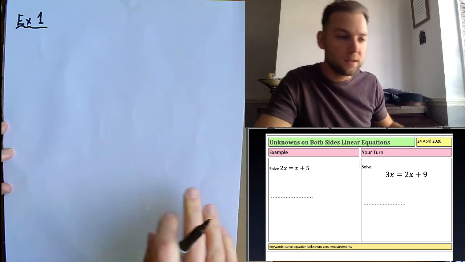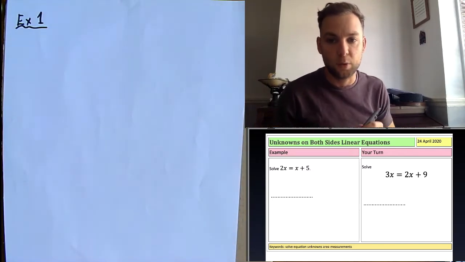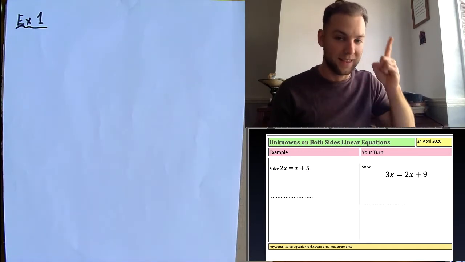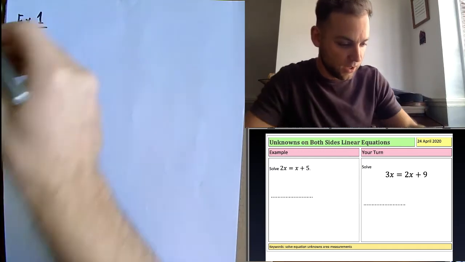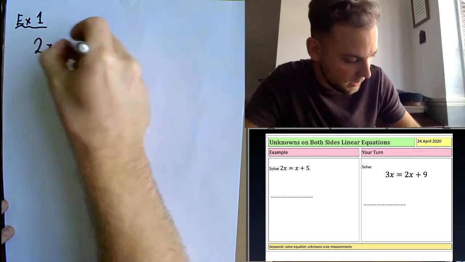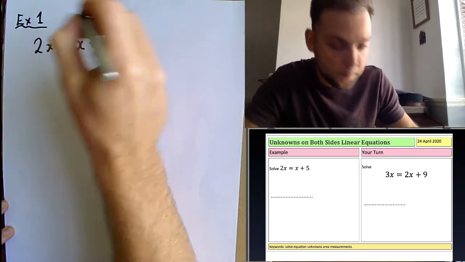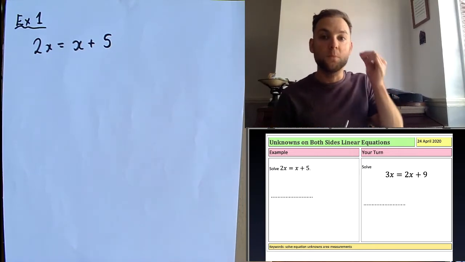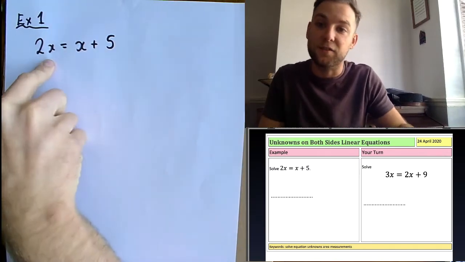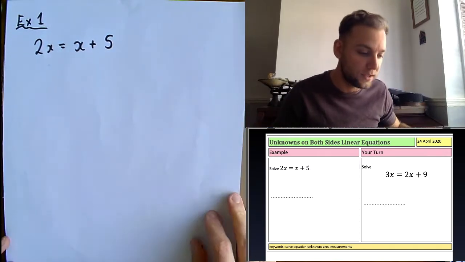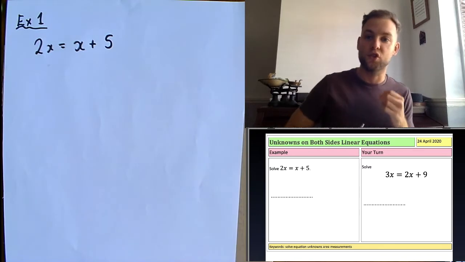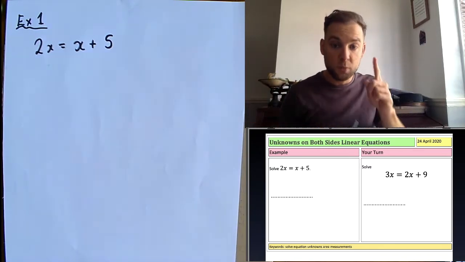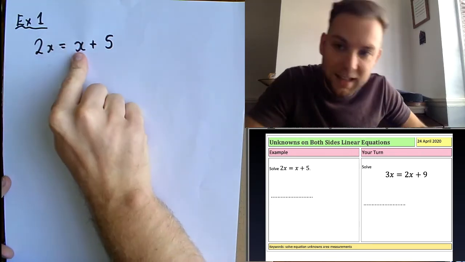Now if you watch the one-step equation, your first instinct with this one here might be to get rid of that 2 by dividing by 2, but the problem I've got is that there's an x on the other side. So here I've got 2x is equal to x plus 5. Now, as a rule of thumb, you're always trying to get rid of the smallest unknown first, unless there's a fraction, in which case you get rid of the fraction first. But in this case, you're always trying to get rid of the smallest unknown first by balancing them on both sides. So my smallest unknown in this case is x.